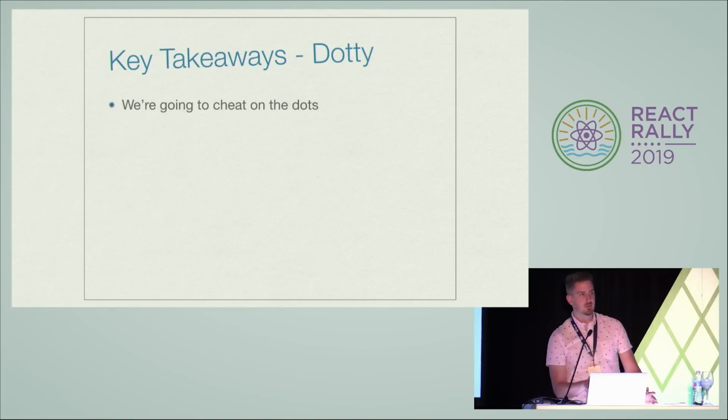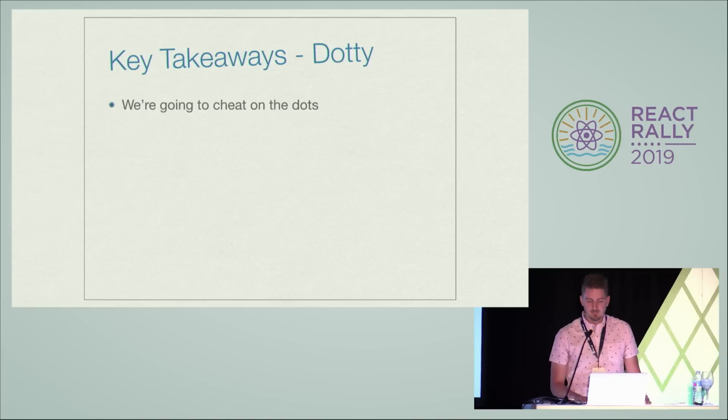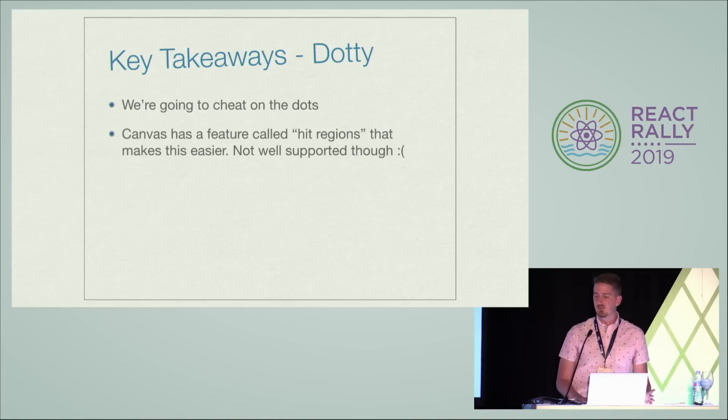The first thing we're going to do is use Canvas to draw the dots. And actually moving the dots around is going to be pretty much exactly what we did in the previous horrible interface, so we can just copy and paste there. In addition, we're going to cheat on the dots. You see, Canvas has this feature called hit regions that makes interacting with Canvas elements way easier. However, it's not well supported by browsers. In fact, it's so not well supported that you have to enable a flag in Chrome and Firefox in order to get it to happen.